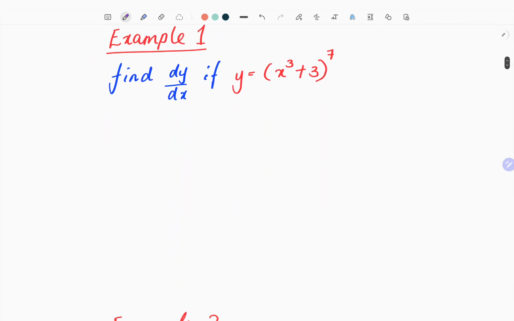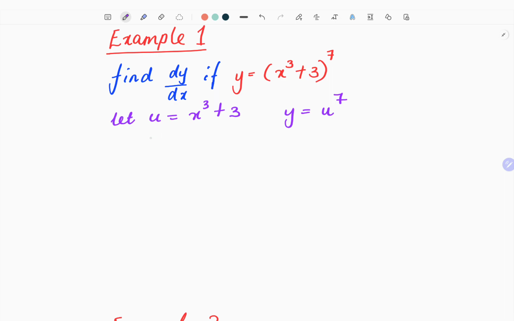The first example: find dy/dx if y is equal to (x cubed plus 3) to the power 7. First thing that you do, let u be equal to the function that is in the bracket, that will be x cubed plus 3. And obviously, y will be equal to u to the power 7, because remember now, x cubed plus 3 is u. Therefore, y will be equal to u to the power 7.